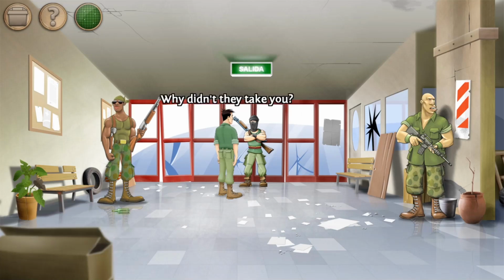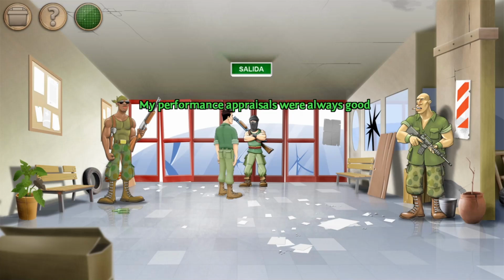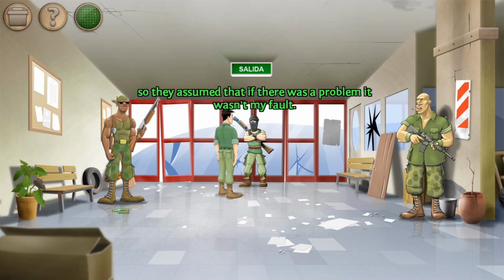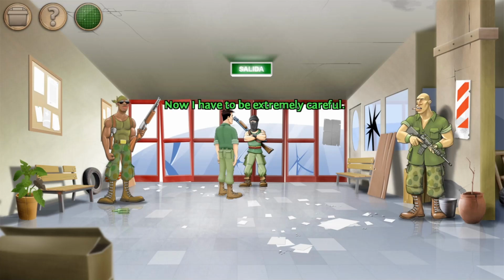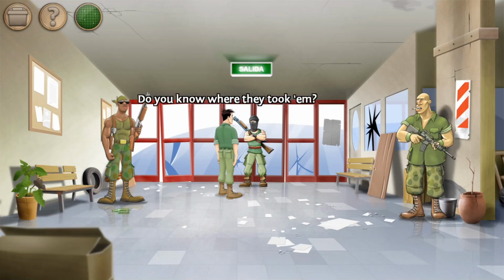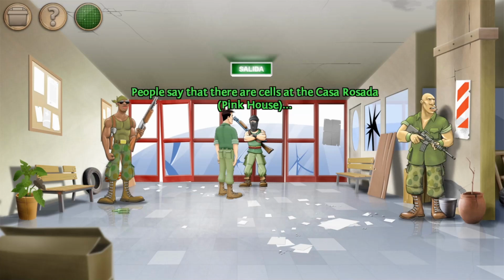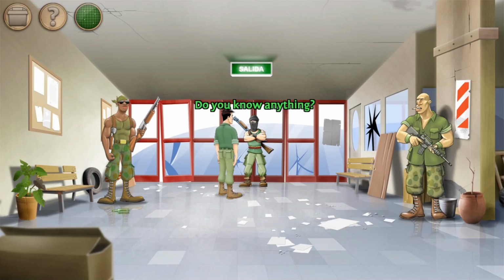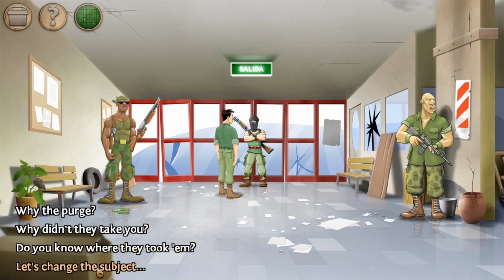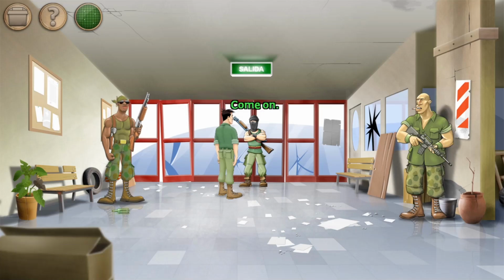Why didn't they take you? My performance appraisals were always good, so they assumed that if there was a problem, it wasn't my fault. Now I have to be extremely careful. I don't think I'll be as lucky next time. Do you know where they took him? I have no idea. People say that there are cells in the Casa Rosada. That's a real hell. Do you know anything? No, I don't. This situation is getting worse. Sergio has never reacted like this. They say he's up to something big. Let's change the subject. Come on.